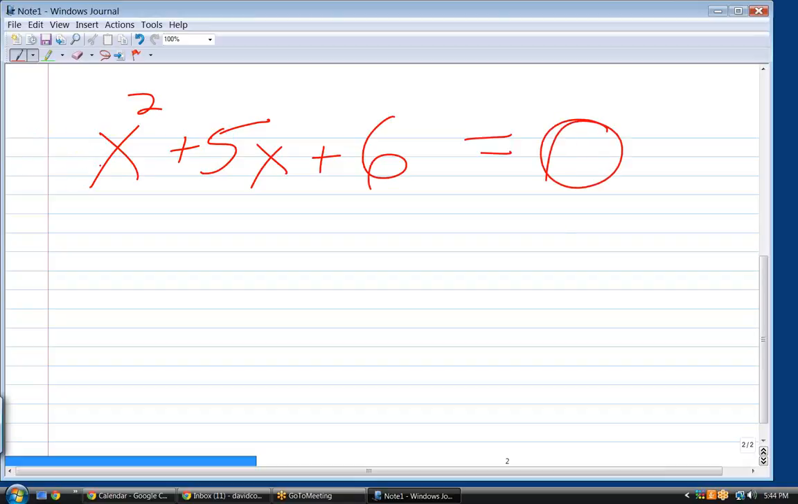Simple only because the coefficient is 1. In other words, this would not be, I wouldn't call that a simple one, and I'll get to that in a moment. But there's a certain set of rules for simple ones, and then there's another set of rules on how you factor a little more difficult ones.